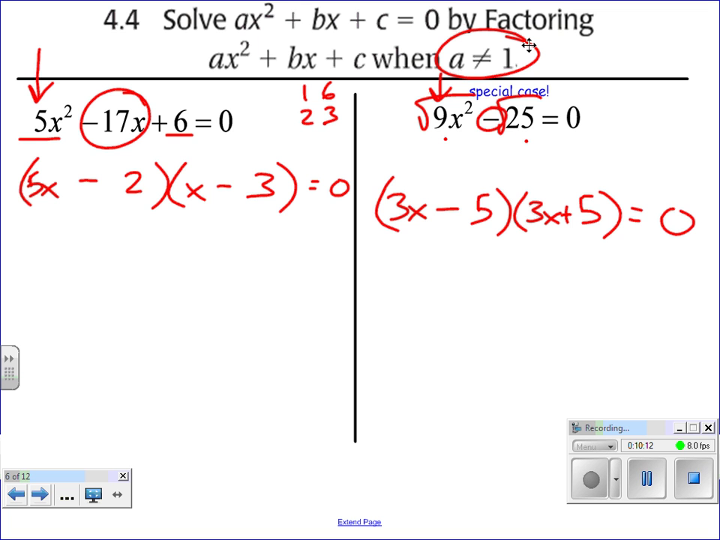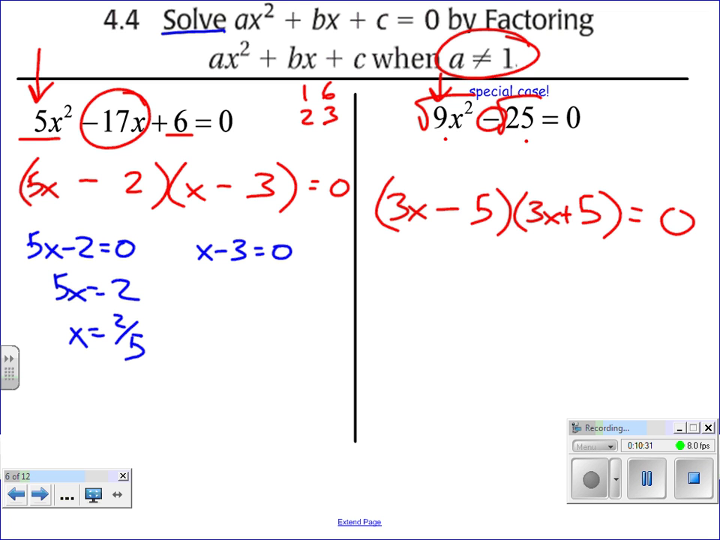Okay? Now, all we've done right now is factored. We still have to go through and solve. So what I have to do is set each part equal to 0. So we're going to have over here 5x minus 2 is equal to 0, and x minus 3 is equal to 0. Notice here we're going to have 5x is equal to positive 2, divided by 5, and we have 2/5 as one answer. And simply here we have x is equal to 3. So my two answers to that problem are 2/5 and 3.